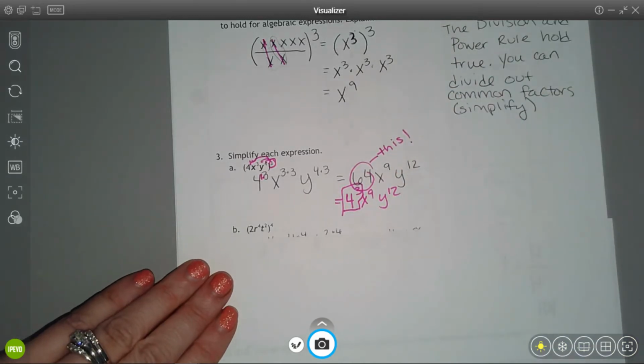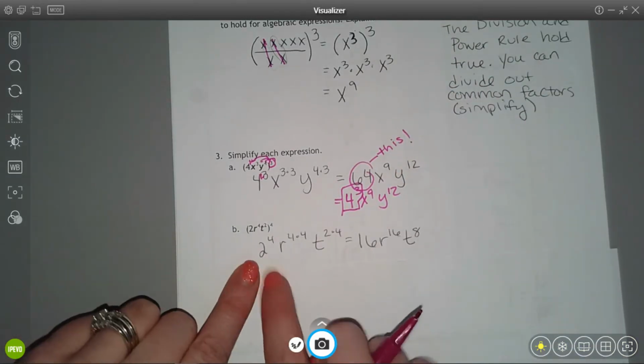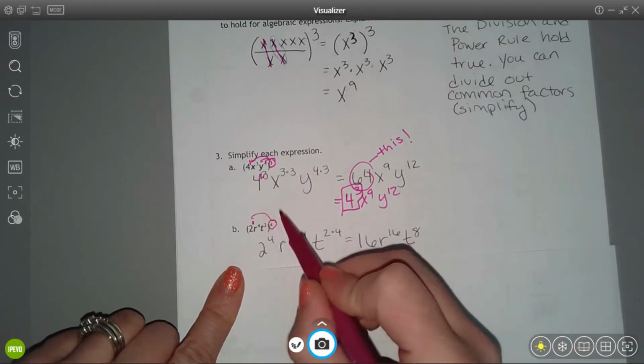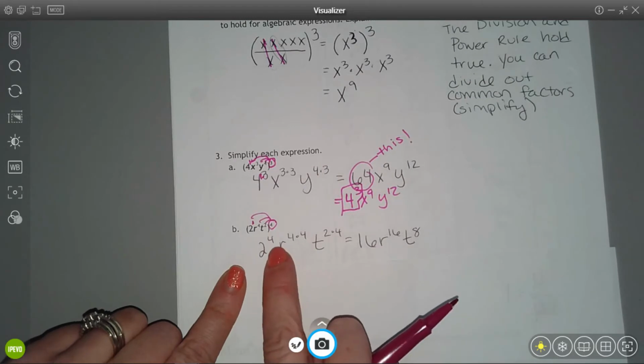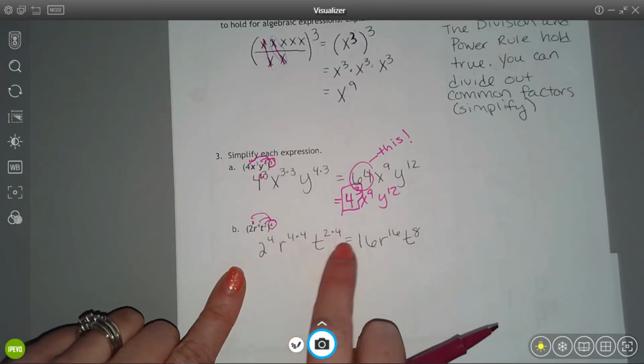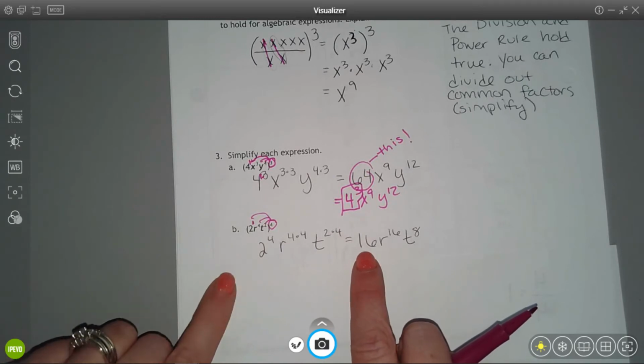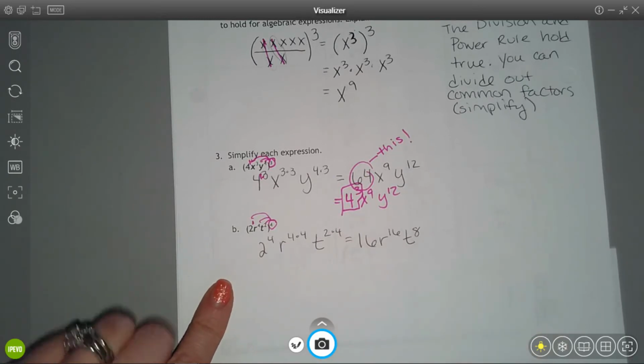Okay, and then part B here. Again, that 2 has a power of 1. So I'm going to take that 4 and distribute. So 1 times 4 is 4. 4 times 4 is 16. 2 times 4 is 8. 2 to the fourth power, guys, plug that into your calculator. You get 16, r squared, t8.